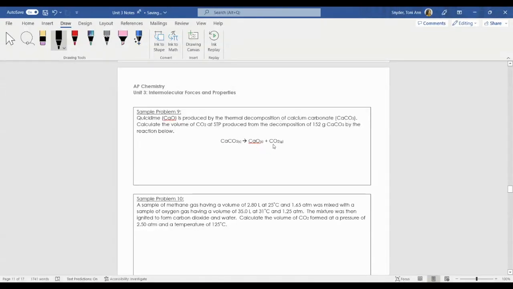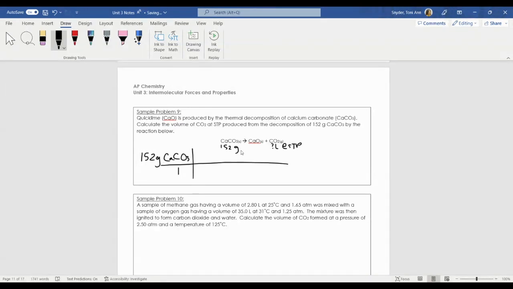Calculate the volume of CO2 at STP. So I want to know what's the volume at STP that's produced from the decomposition of 152 grams of calcium carbonate by the reaction below. So I'm going to start off with 152 grams of calcium carbonate.